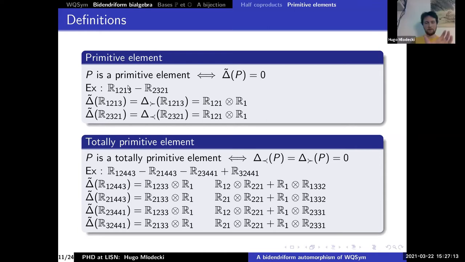So the difference of the two elements is a primitive element because the coproduct of this one and the coproduct of this one are equal, so the difference is equal to zero. Yes. But the half right coproduct is equal to 1, 2, 1, and 1. So for totally primitive, you are really asking that the halves are zero. I see. Okay. Thank you.